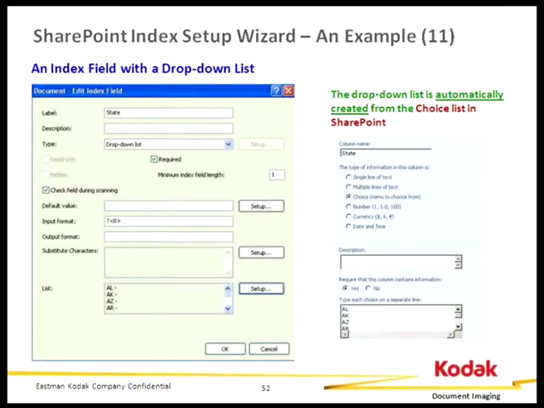If we take a look at an index field with a drop-down list that was created from a choice column, the drop-down list is automatically created from the choice list in SharePoint. Here's the column in SharePoint, the column was called state, and it was a choice field, and I went in and manually entered the values, very similar to how we create index fields manually in Capture Pro. I do that same thing in SharePoint. It's going to automatically bring all these values over into Capture Pro. Really nice. So I don't have to enter that stuff in twice.